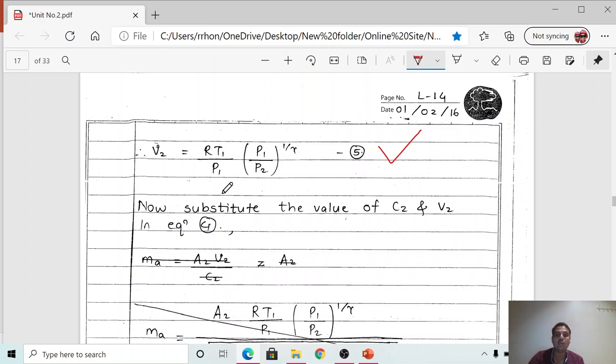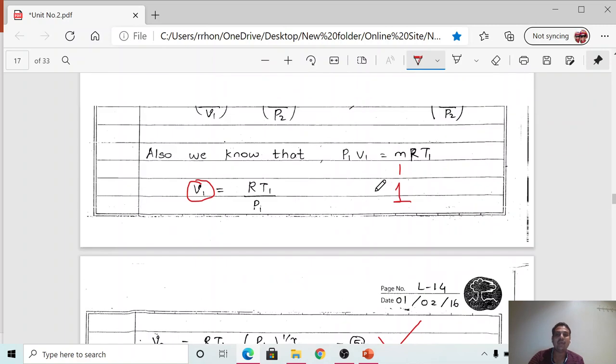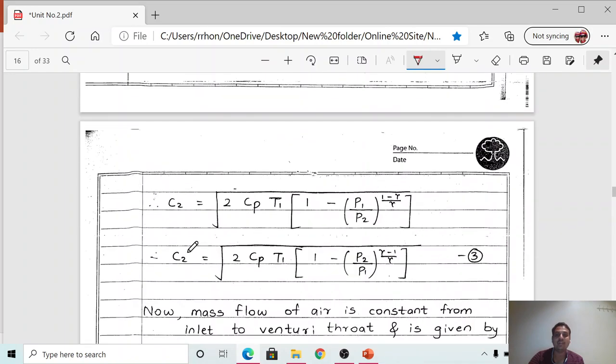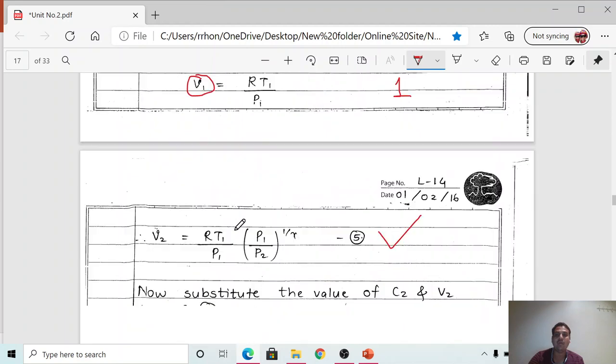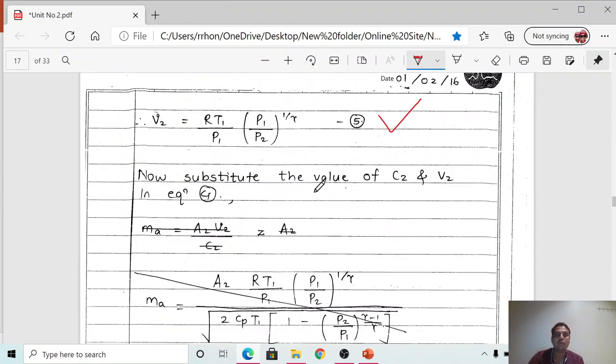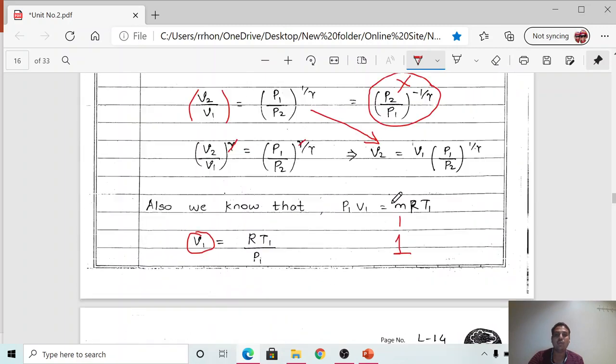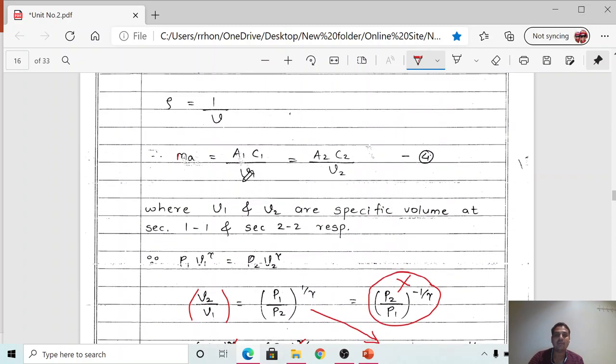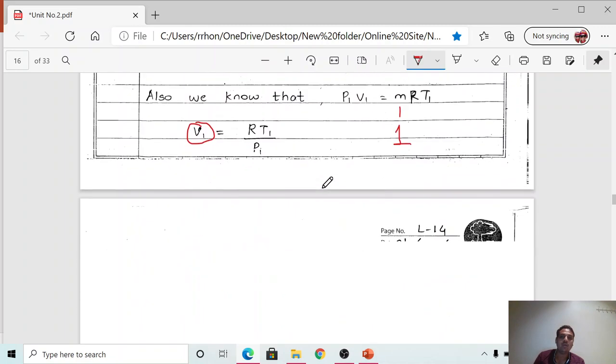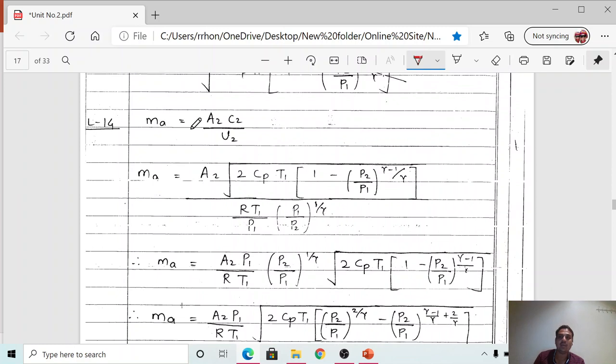Right now we have the value of V2 with us, as well as we have already calculated the value of C2. So this is the value of C2, and this is the value of V2. So both values we have. So put these two values in equation number 4. Where is equation number 4? Here is that particular equation number 4. Mass of air is equal to A1C1 divided by V1, or it is equal to A2C2 divided by V2. So we have just calculated the value of C2 and the value of V2. So we can further put the values of C2 and V2 in equation number 4, and we can rewrite the equation.